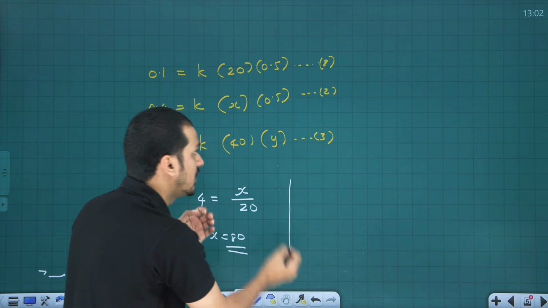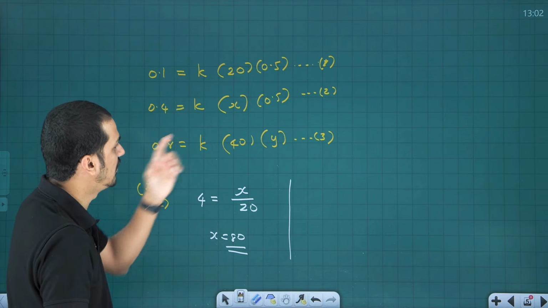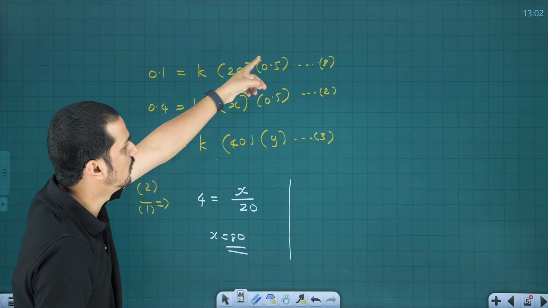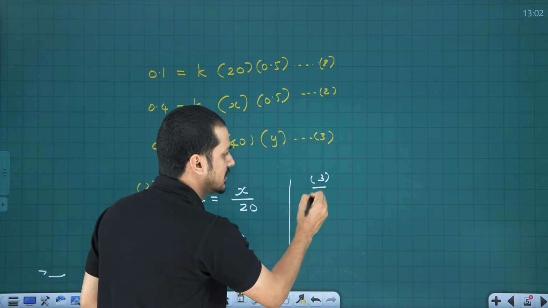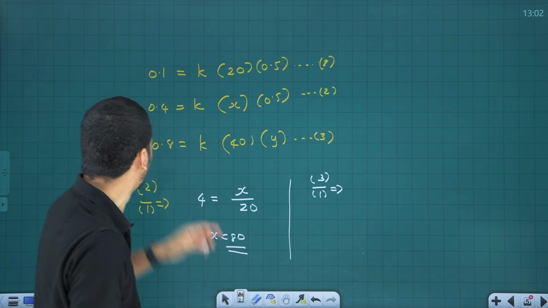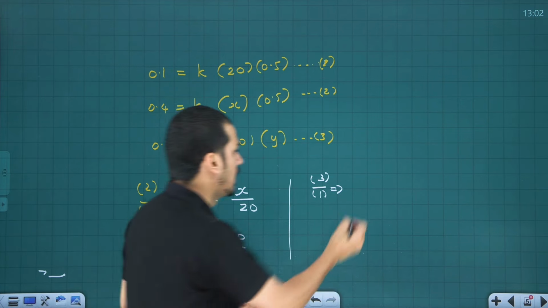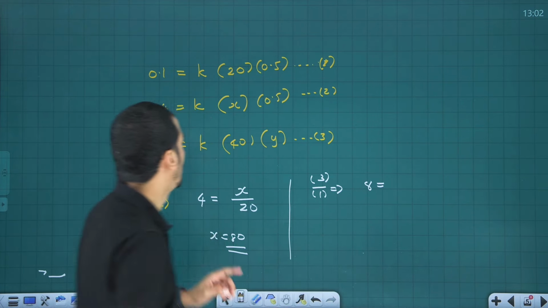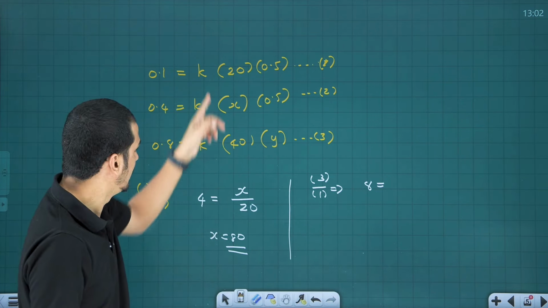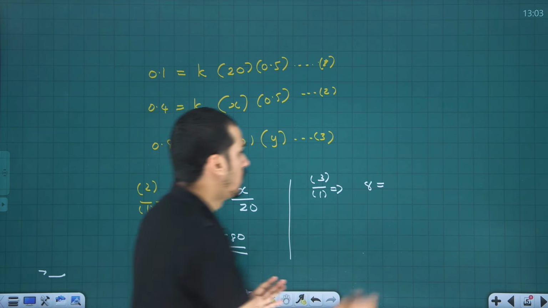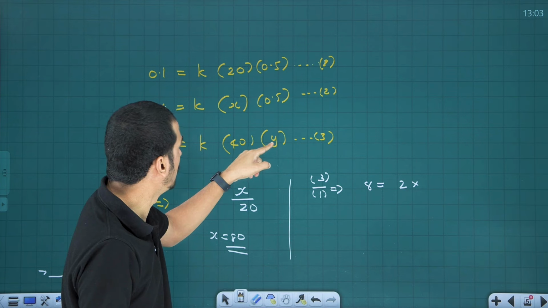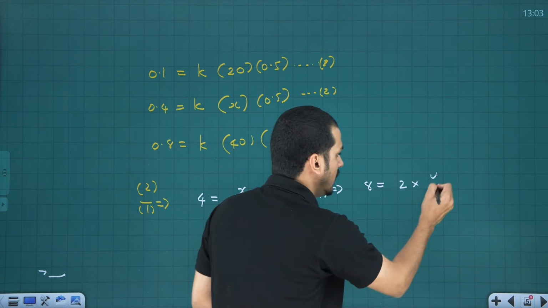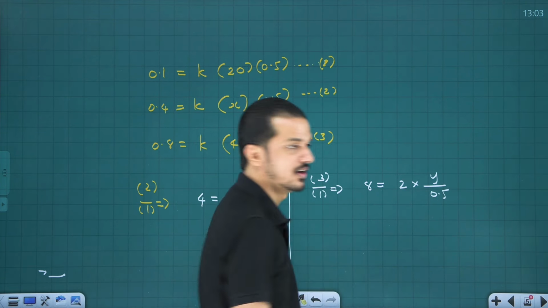Next, if I want to find out Y, what should I do? I will divide equation 3 by equation 1. So 3 by 1, I will get 0.8 by 0.1, that is 8. That's equal to, K gets cancelled, then 40 by 20, which is 2, into Y divided by 0.5.